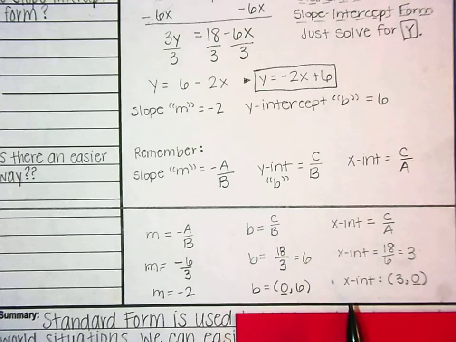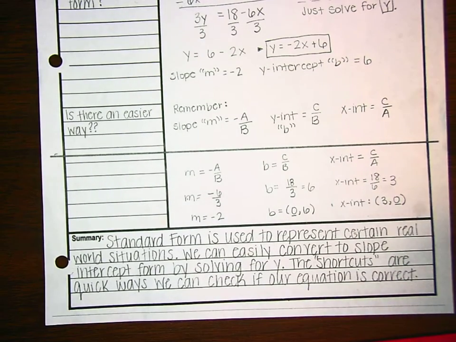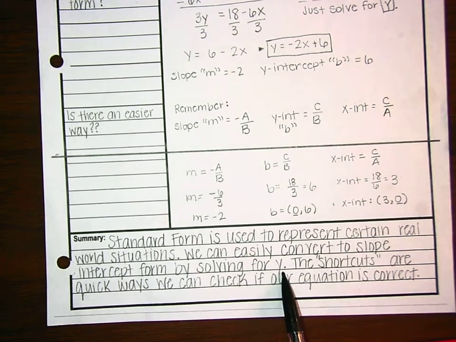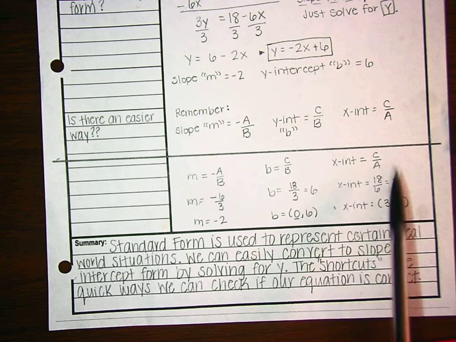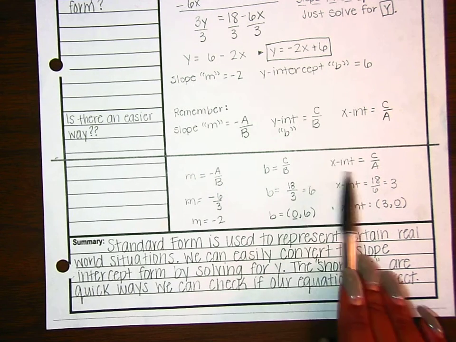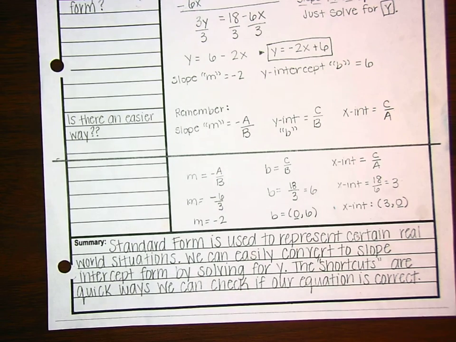So in summary, standard form is used to represent certain real-world situations. We can easily convert to slope-intercept form by solving for y. The shortcuts, what we learned right here, are quick ways that we can check if our equation is correct. These are not the only way to do it. I'm not saying that you should memorize the shortcuts. However, it is a great way that we can easily check our slope, our intercepts, our y-intercept, and our x-intercept.